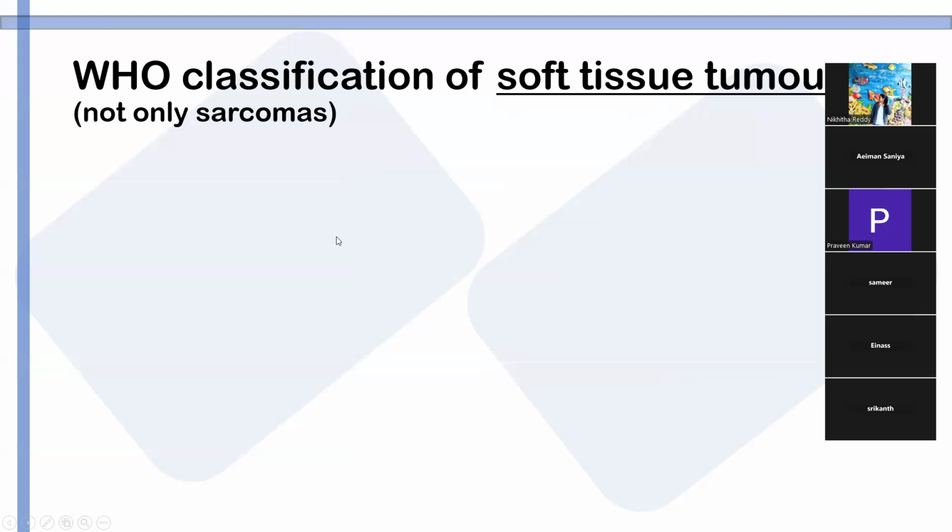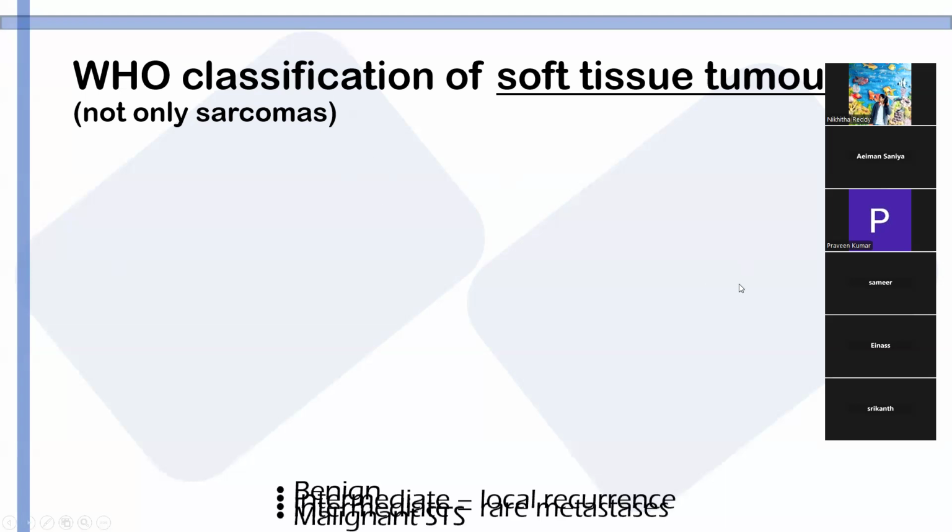So please note, WHO has classified soft tissue tumors. I'm switching gears a little bit. I'm asking only for sarcomas, and I'll give you a hint. It has to do with the biological behavior. So what do you think? There are subclasses in it, but what are the major classes that WHO recognizes? Four classes, sir. Benign, intermediate, two types, and the malignant one. Yes, you've read it up.